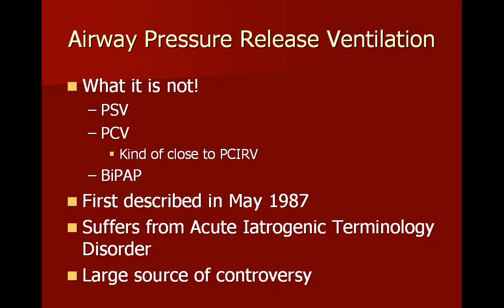So, it was first described in 1987 by John Downs and Christine Schock. So it's been around. It suffers from what I call acute iatrogenic terminology disorder. Every ventilator manufacturer calls it a little bit something different, and every article that is written describes it a little bit differently. In fact, the term BIPAP, or BPAP as it's called in Europe, is what we call APRV. Oh, let's really screw this process up now. So you have to be careful when you're reading stuff that you understand what's going on.